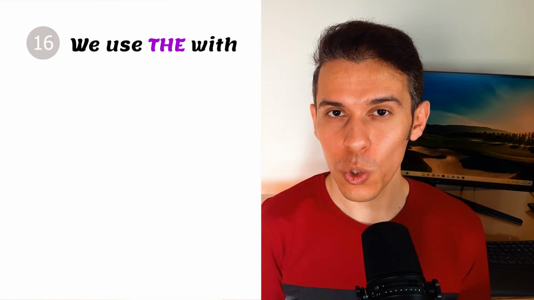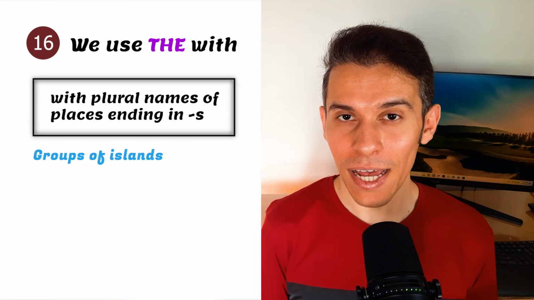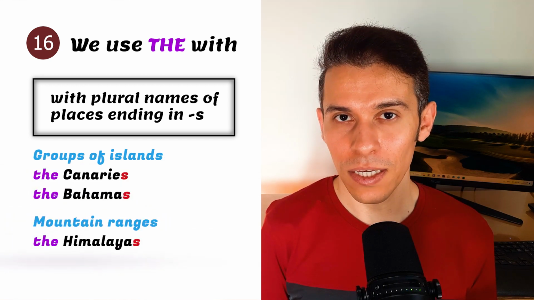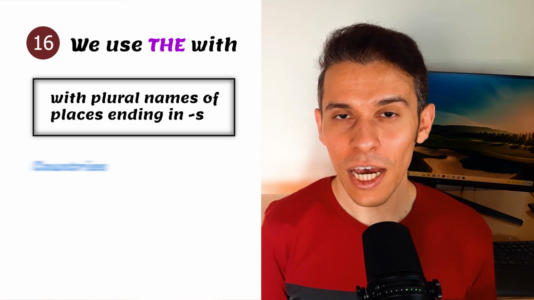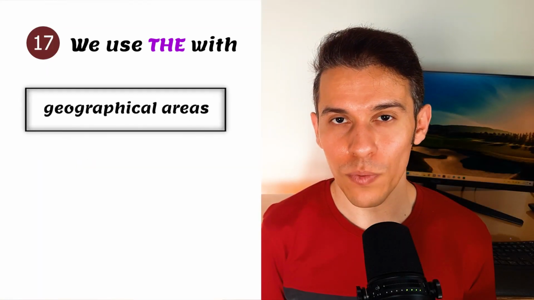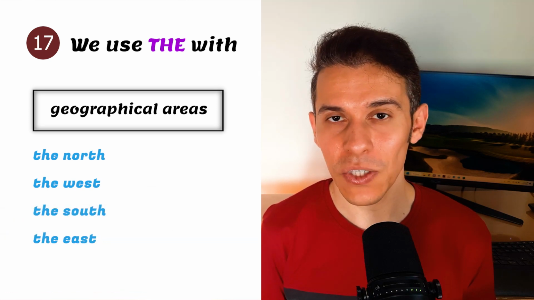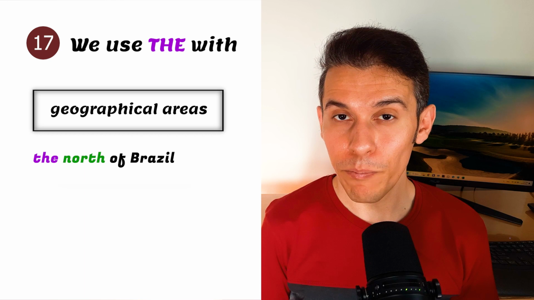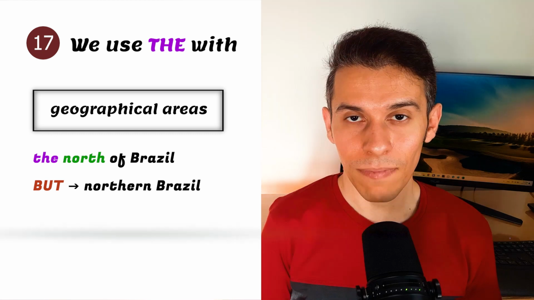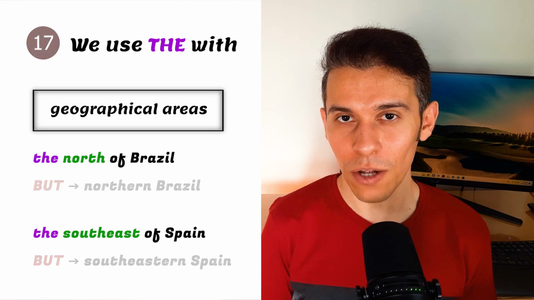Let's move on to the next one. With plural names of places ending in S, we use the. With groups of islands, the Canaries, the Bahamas. With mountain ranges, the Himalayas, the Alps, the Andes. Countries, the Netherlands, the Philippines. Number 17. With geographical areas, the north, the west, the south, the east. With these, we use the. The north of Brazil, but pay attention, we say northern Brazil without the. The southeast of Spain, but pay attention, we say southeastern Spain without the.